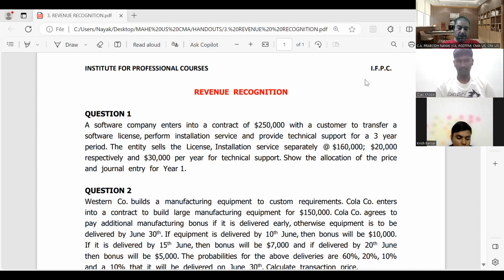for 3 years. The entity sells the license installation service separately at 1,60,000 and 20,000 respectively, and $30,000 per year for technical support. Show the allocation of the price on the journal entry for year 1. So let us do this.